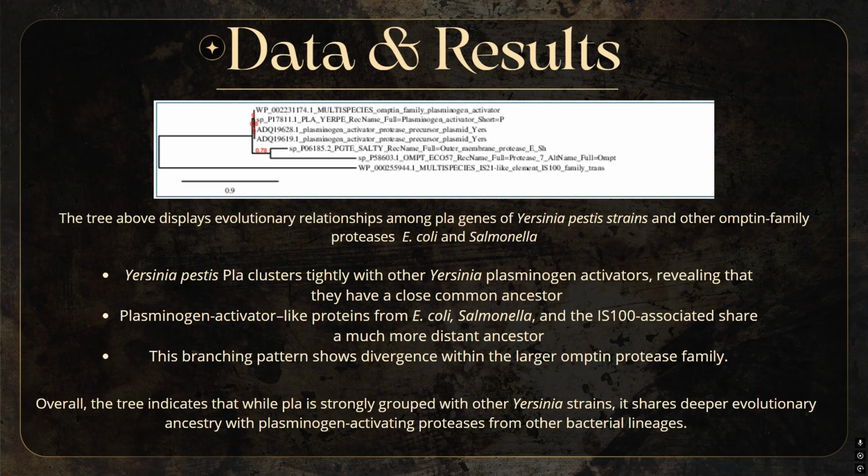In contrast, the related genes from E. coli and Salmonella branched off much farther away. This tells us that while these bacteria share a distant ancestor, they are not closely related to Y. pestis in terms of the PLA gene.